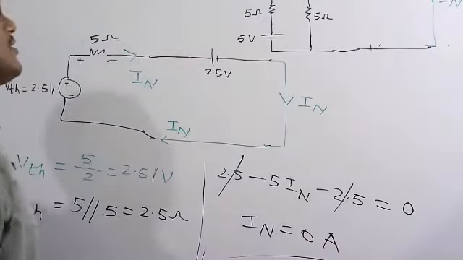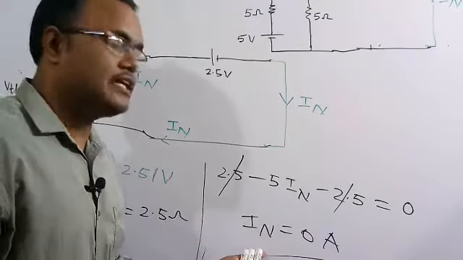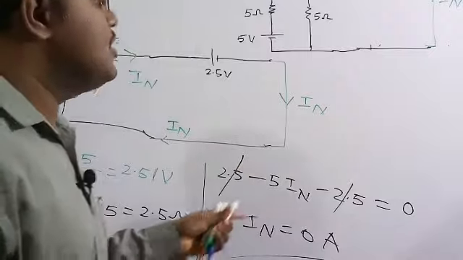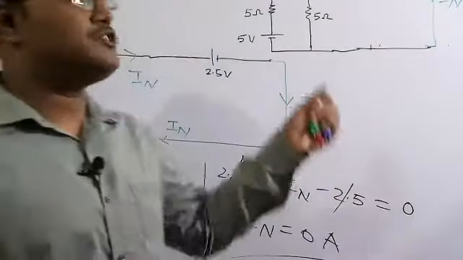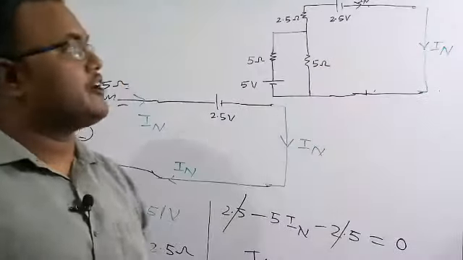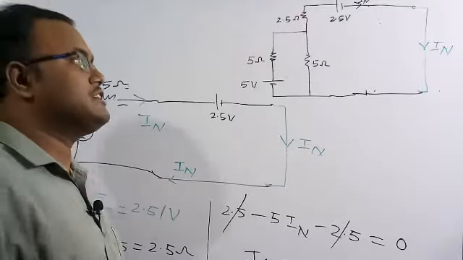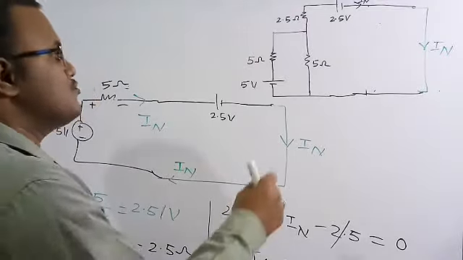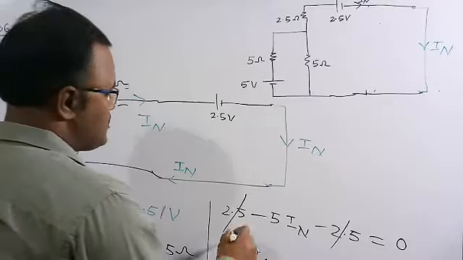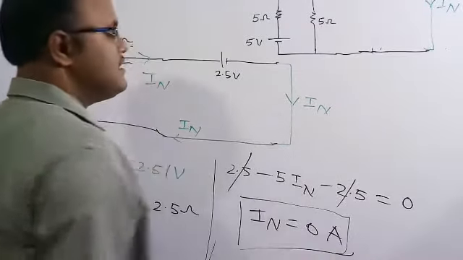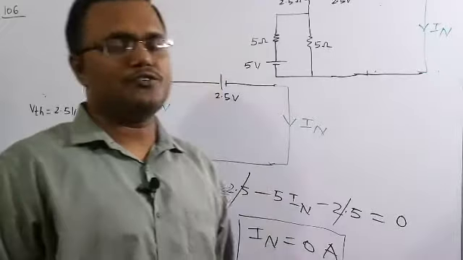So this is the Norton current across the terminals X and Y. The procedure is, first we need to short circuit across the terminals, and then find the value of the current flowing through those terminals. So we figured that the Norton current is 0 ampere. This is the required solution.